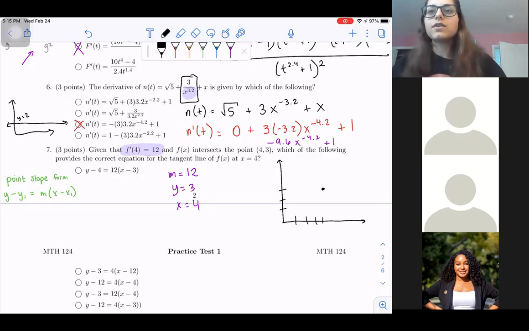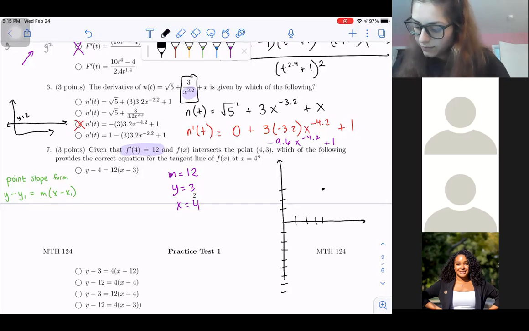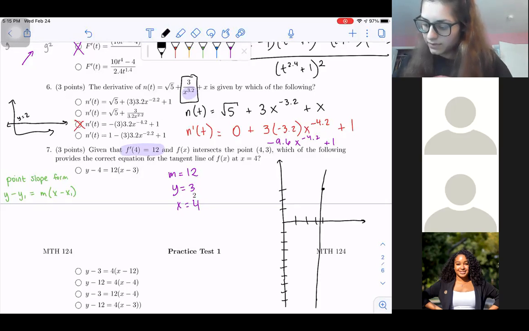We also know that the slope of this line will be 12. And so if I extrapolate, we'll have 1, 2, 3, 4, 5, 6, 7, 8, 9, 10, 11, 12, and over 1. It's a very steep slope. It should look something like that. So that is our tangent line.